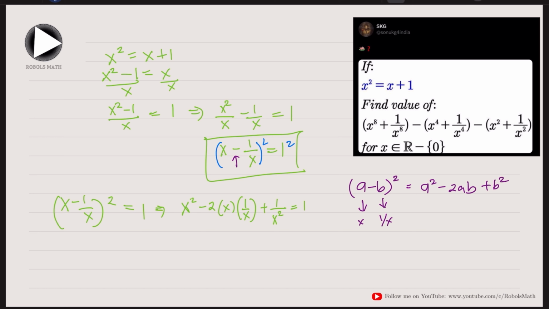Note that we can cancel out the x here, so the middle term is just negative 2. So we have here x squared minus 2 plus 1 over x squared is equal to 1. And if we put the 2 on the right side, essentially adding 2 to both sides, we get x squared plus 1 over x squared is equal to 1 plus 2, or 3. Therefore, this last term here is equal to 3. So we have here x squared plus 1 over x squared is equal to 3.